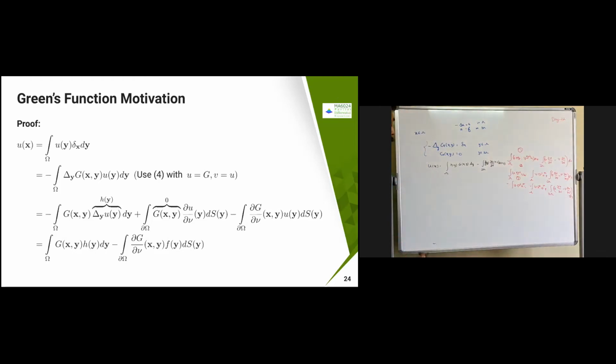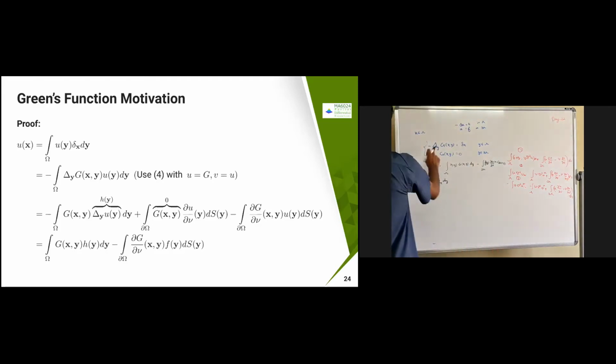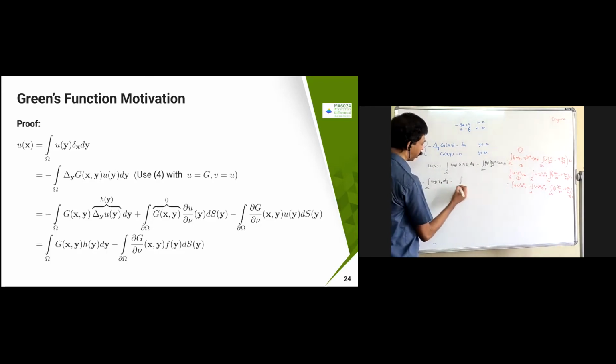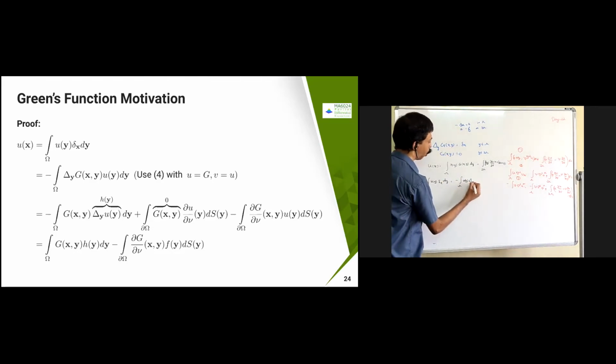and then we are going to arrive at this formula. So u of x is nothing but integral over omega of u of y into delta x. Now what is delta x? Delta x is nothing but minus del y of g of x comma y. So that is integral over omega of u of y into minus del y of g of x comma y dy.